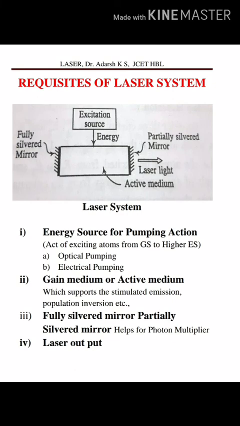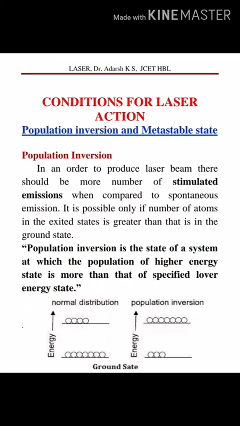And the second unit is the gain medium or active medium, which supports stimulated emission, population inversion and laser action. This gain medium or active medium is placed between a fully silvered mirror and a partially silvered mirror, and that helps in photon multiplication. Once the photon density is high in the cavity, that is the laser medium, the laser output comes out from the partially silvered mirror end. So that is about the requisites of a laser system.